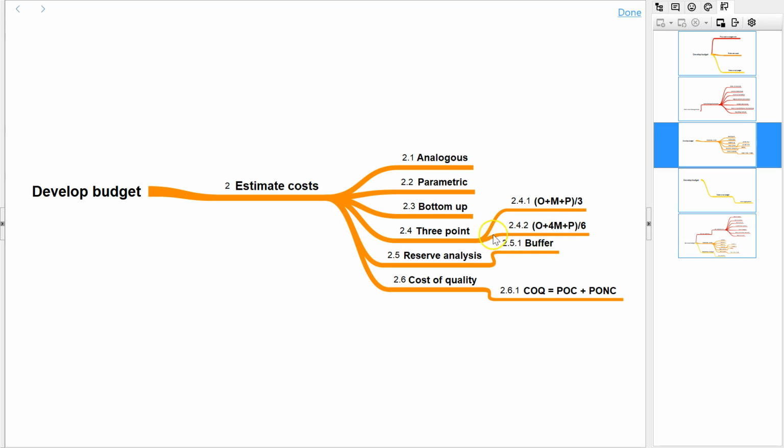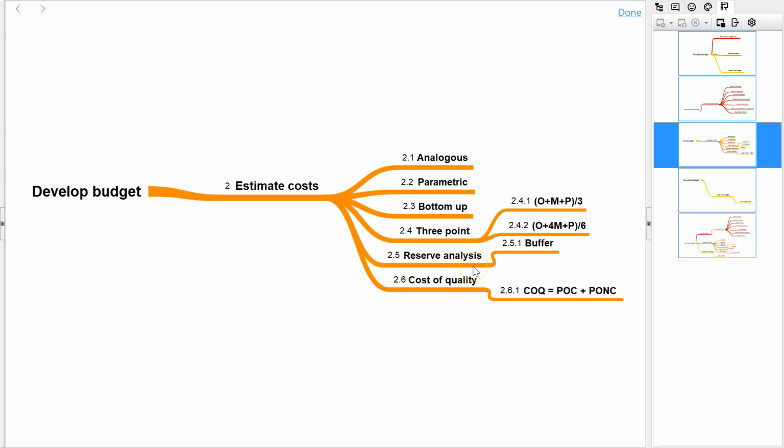Another formula is optimistic plus 4 into most likely plus pessimistic, divided by 6. So here we are giving more weightage to the 4 into most likely. The numerator has 6 elements, so we are dividing by 6. The first one is straightforward: optimistic plus most likely plus pessimistic by 3. The second one is optimistic plus 4 into most likely plus pessimistic by 6.